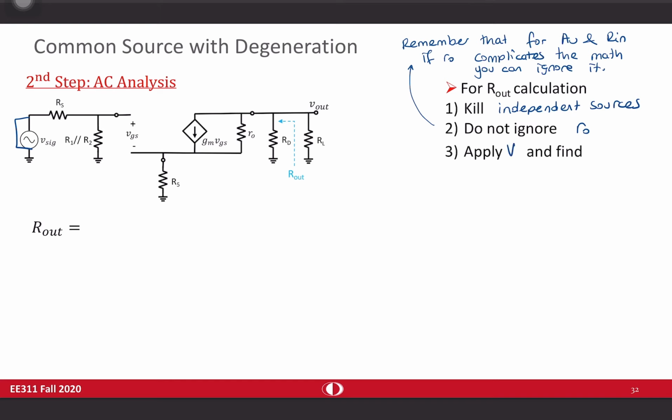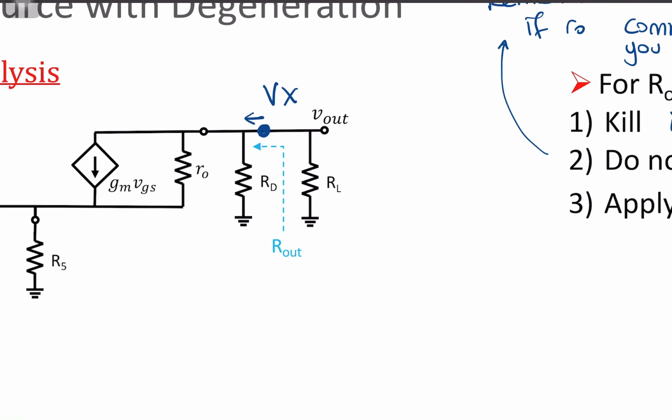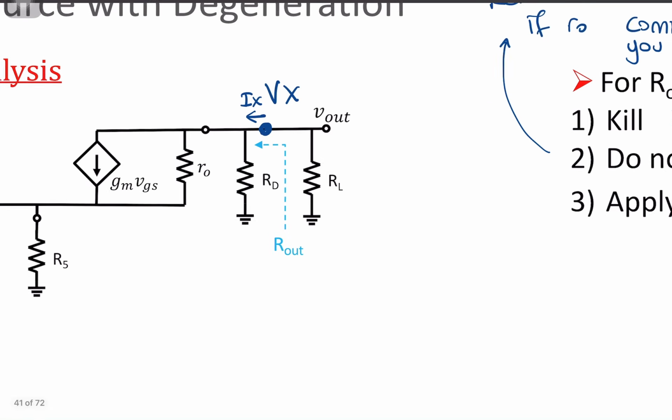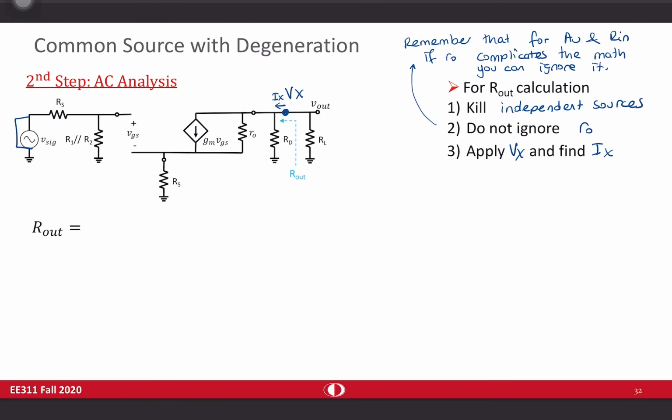And apply some Vx potential, find Ix passing through it. So you're going to apply a Vx potential in here, and you will find Ix passing through here. So let's do it. When you short V signal in here, since no current passing in this branch, you don't need to worry about Rs and R1 and R2. You can say that this node is grounded because no current generated across Rs or R1. So Vg is equal to 0.